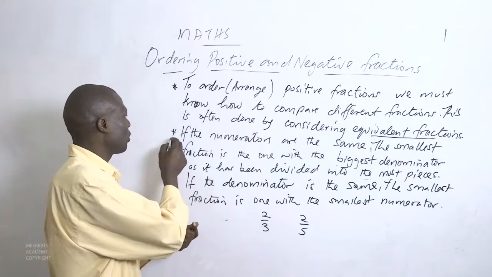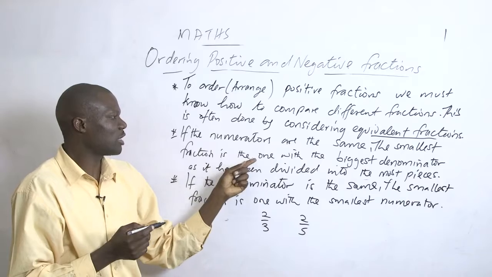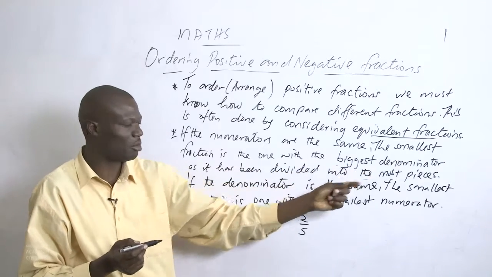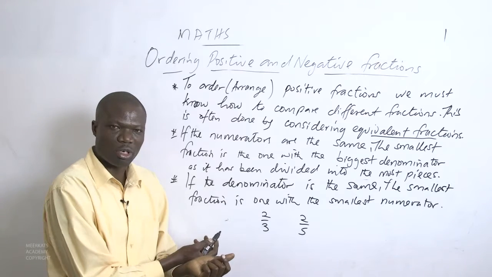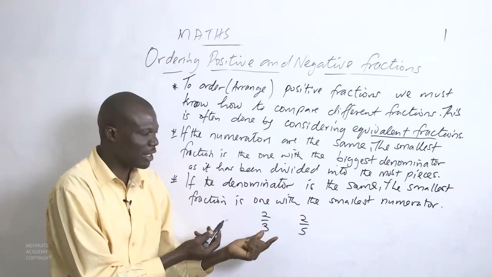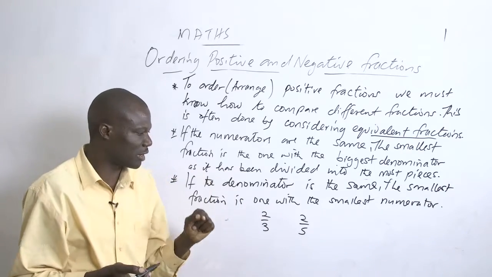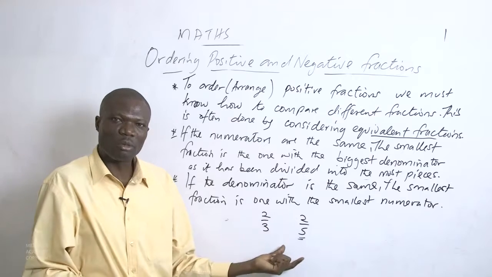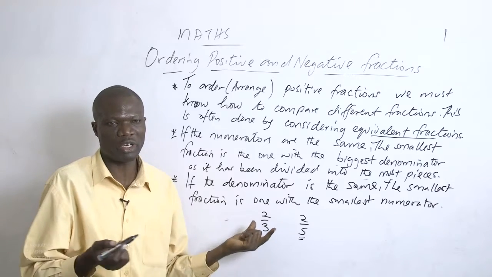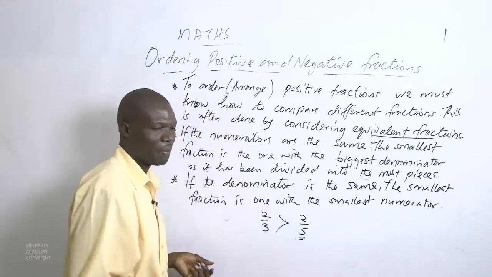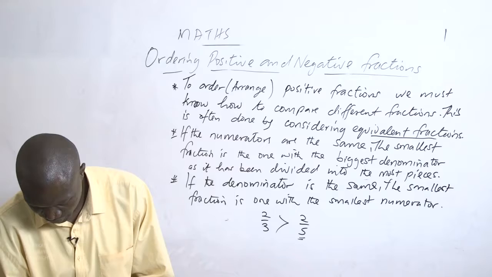From the principle we have here to note, the smallest fraction is the one with the biggest denominator. So the biggest denominator is 5. 3 is smaller than 5. However, because the numerator is the same, the fraction with the biggest denominator is the smallest, which means that this one has been divided into many parts, as many as 5 parts, while the other side has only been divided into 3 parts. So in this particular case, it means 2 over 3 is greater than 2 over 5.